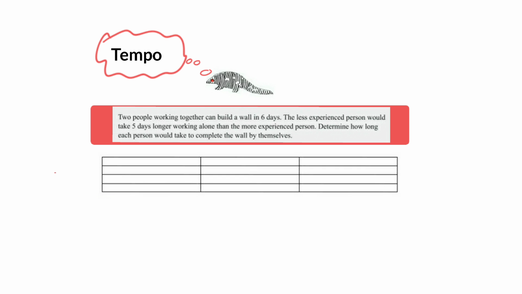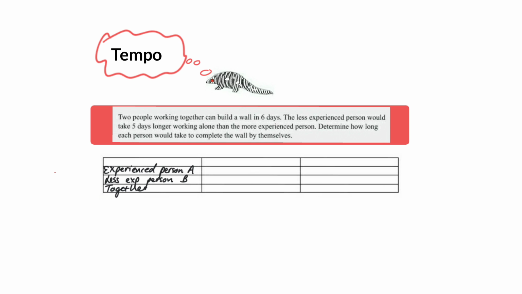So let's start with this one. 2 people are working together to build a wall in 6 days. The less experienced person would take 5 days longer working alone than the more experienced person. Determine how long each person would take to complete the wall by themselves. So who are the people working on building this wall? Well, we have an experienced person A, a less experienced person B, and then the 2 together.